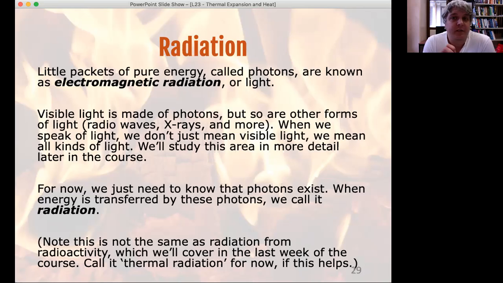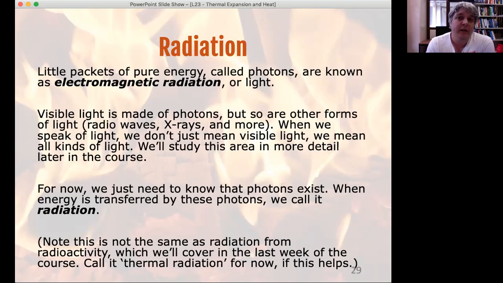Visible light is the colors we can see, but things like radio waves, X-rays, and gamma rays and all sorts, they are all light as well. They're just not visible light. Now, as I said, we'll come back and we'll look at this area in more detail. For now, we want to know that photons exist, and the energy being transferred by these photons we call radiation.